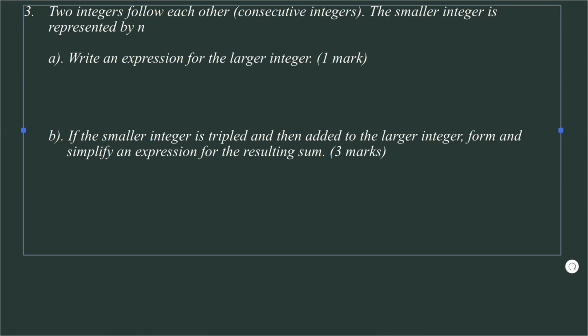3. 2 integers follow each other, consecutive integers. The smaller integer is represented by n. A. Write an expression for the larger integer. 1 mark. B. If the smaller integer is tripled and then added to the larger integer, form and simplify an expression for the resulting sum. 3 marks.